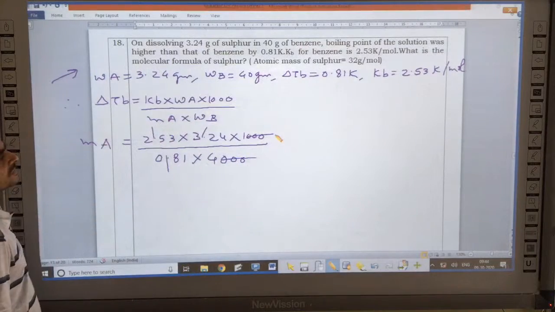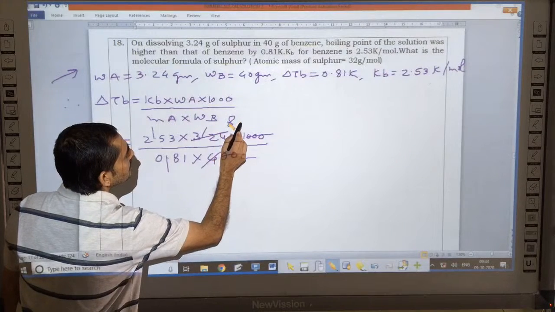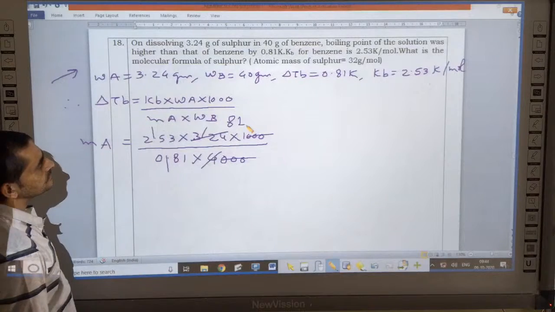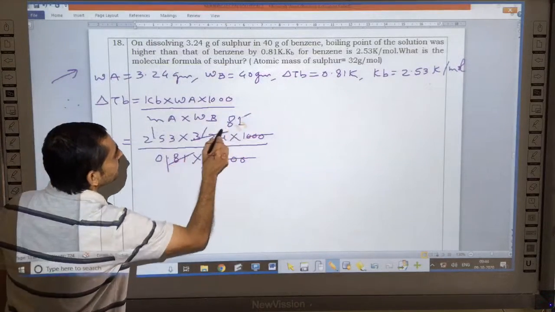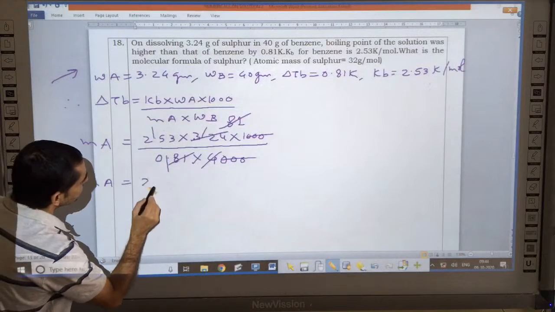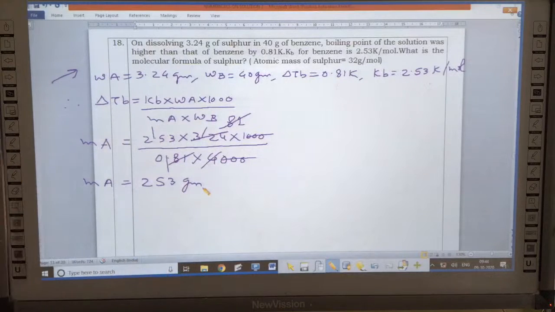This cuts off, 4 8s are 32, 4 1s are 4. Okay, 81 cancelled. We get the molar mass. It is 253 gram. Molar mass is this. But we have to calculate what? The molecular formula. Now you know.